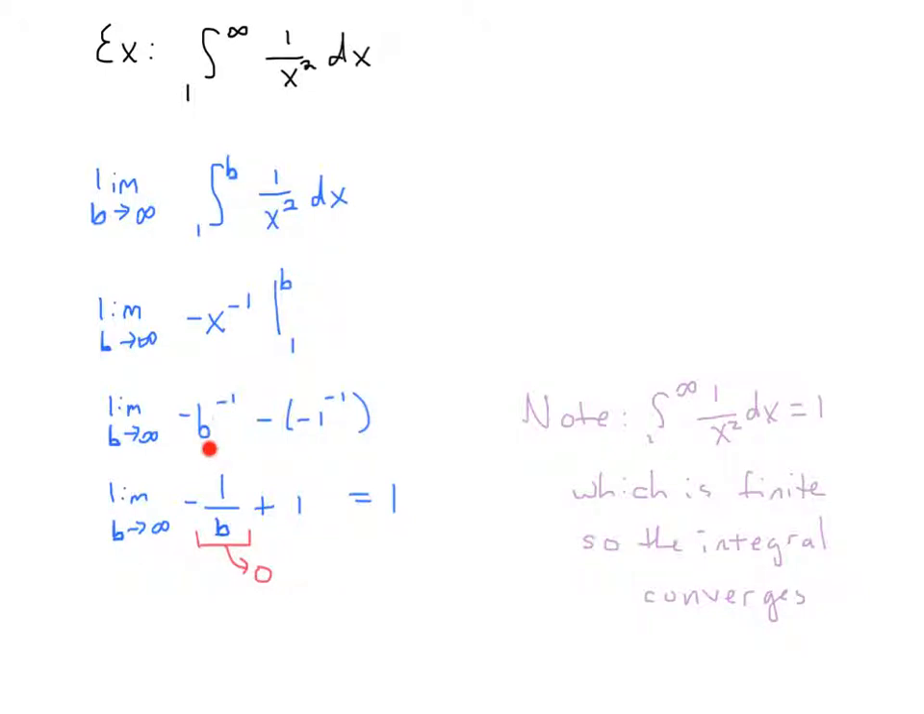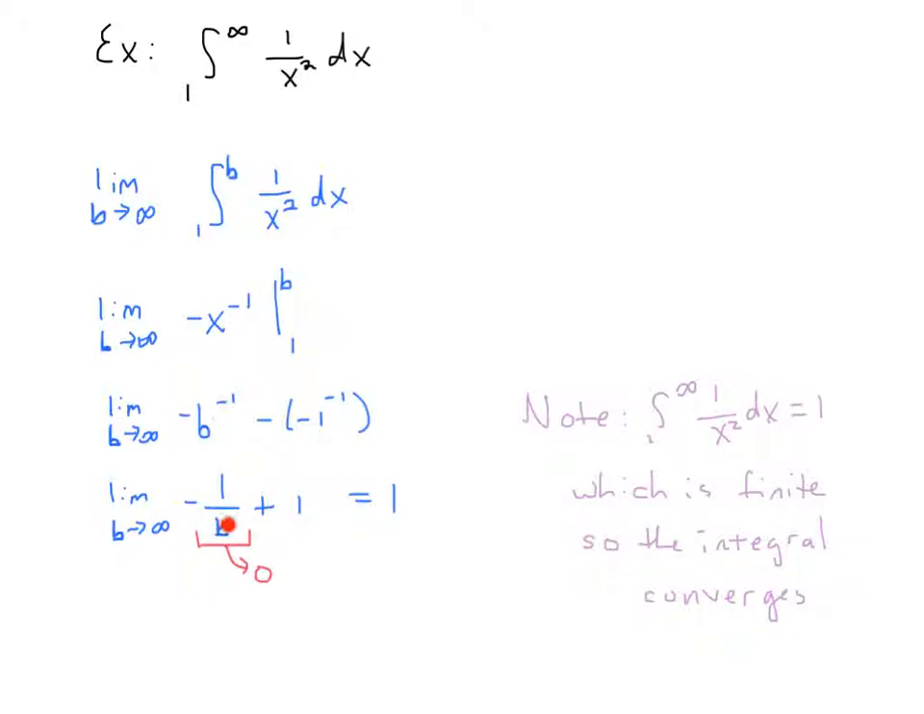So I plugged in b, I plugged in 1, and then I rewrote it to make it look a little bit nicer, so b to the negative 1 is 1 over b, and then the negative comes. And then here we have a double negative, so that makes it a positive, and then this is 1 over 1, which is the same thing as 1. So this is the cleaned up version of that. Alright, so now we have the limit as b approaches infinity of negative 1 over b plus 1.